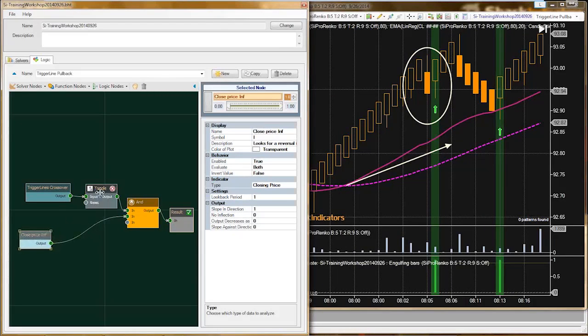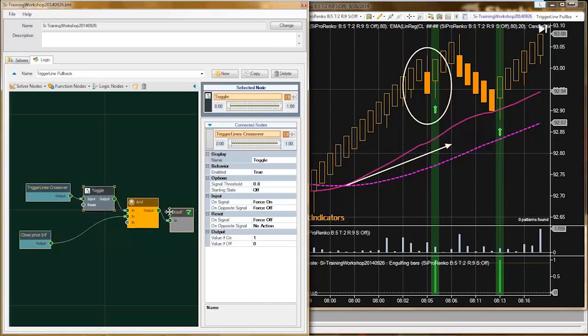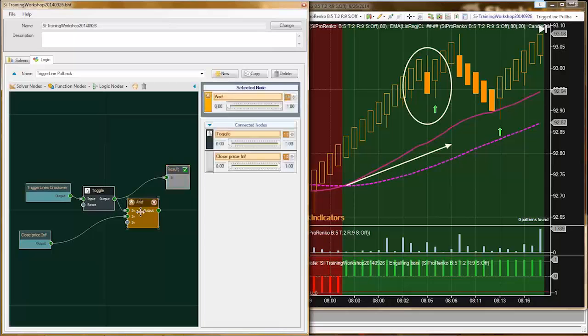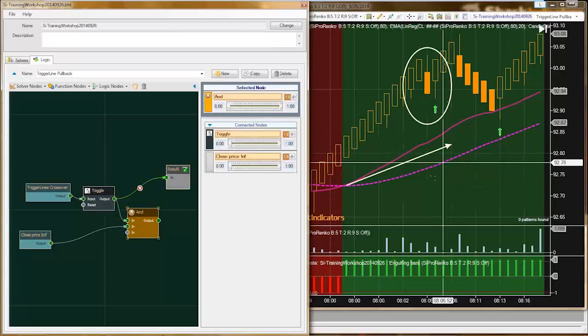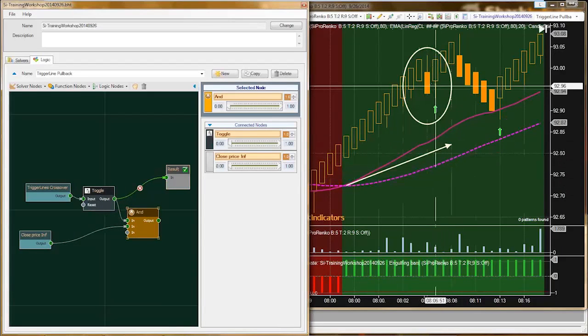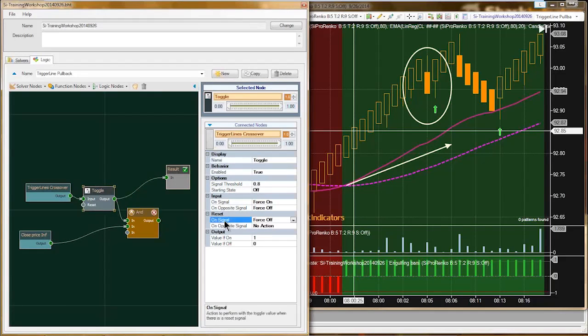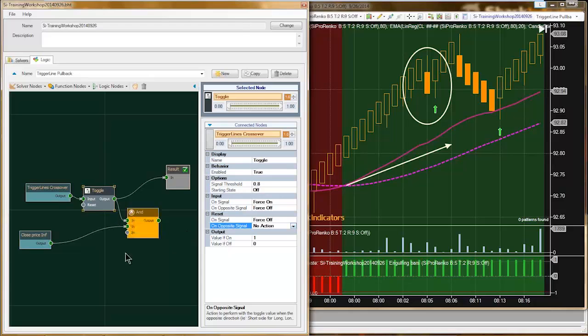So what we're going to do is on our toggle node, as we take a look at our toggle node, what we want to do is turn this long state off after we get our first pullback. So we can use this reset function, right? So if we get a signal coming in, we can turn the long state off, or if we get an opposite signal, actually no, let's see.